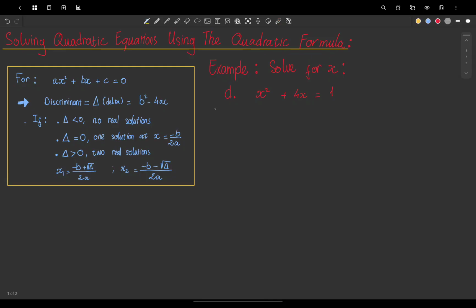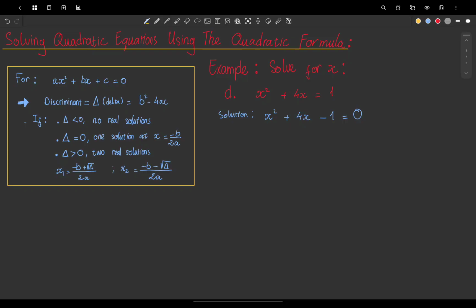So I'm going to write solutions. We first want to rearrange the equation so that it looks like ax squared plus bx plus c equal to 0. So ax squared is x squared, staying the same, plus bx, which is my 4x, and then you see the 1 over here. We have to move it to the left hand side, so this becomes minus 1, and the right hand side would just be 0.